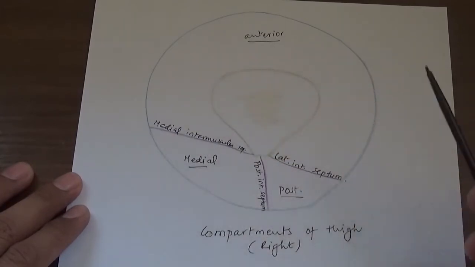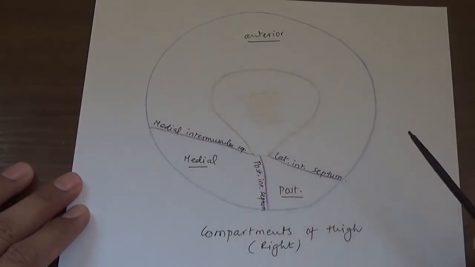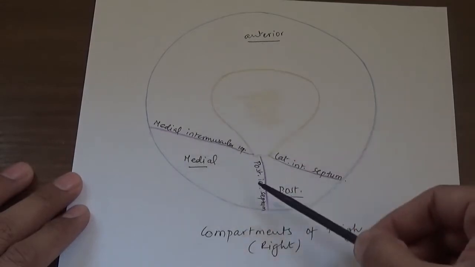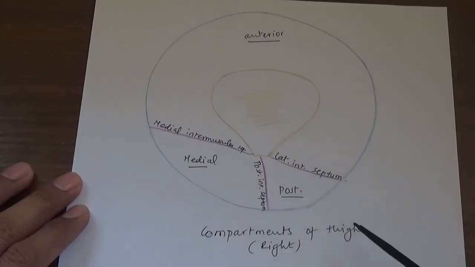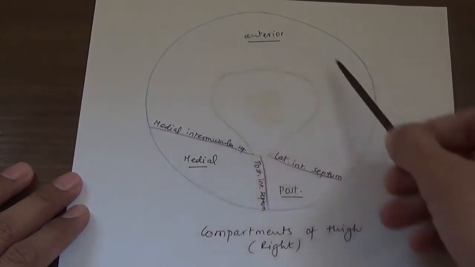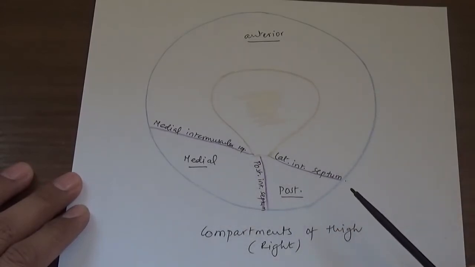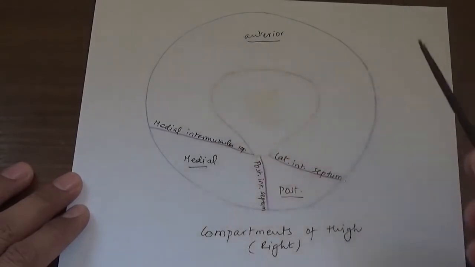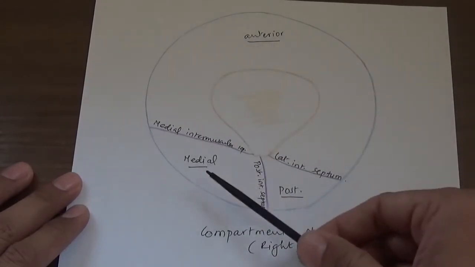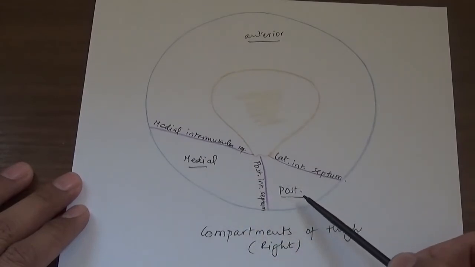So now you can see there is a formation of three compartments: the anterior compartment between the medial and lateral intermuscular septum, the medial between medial and posterior, whereas the posterior compartment is formed between the posterior and lateral intermuscular septum. In the anterior compartment we'll find quadriceps femoris plus sartorius, in the medial compartment adductor muscles, and in the posterior compartment the hamstring group plus the short head of biceps femoris. Here in the anterior compartment the nerve is femoral, here there will be the obturator nerve, and here in the posterior compartment there will be the sciatic nerve.